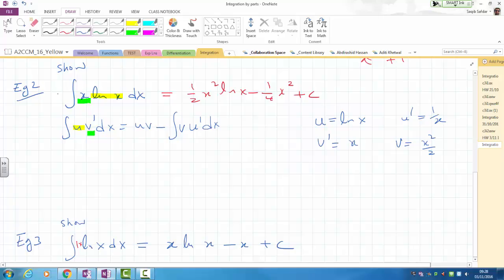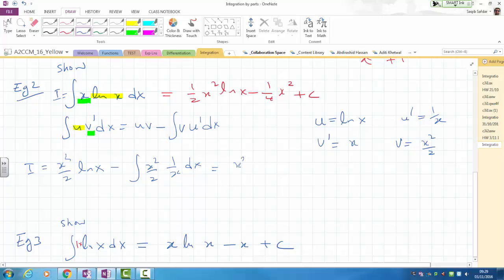And now if I just call this I, just to say here's my integral, I therefore equals u times v, so it will be x squared over 2 ln x, take away the integral of v, which is x squared over 2, times u prime, which is 1 over x dx. You can obviously take the half outside.